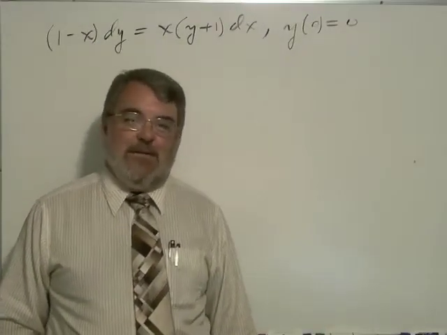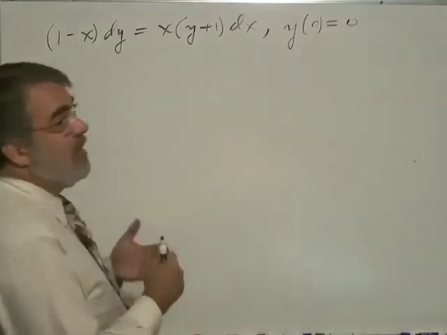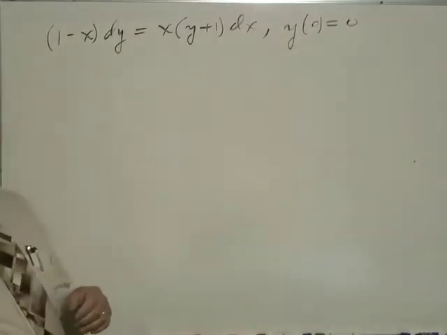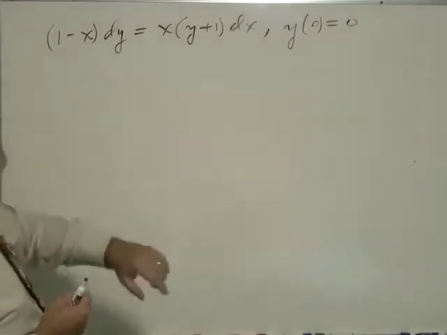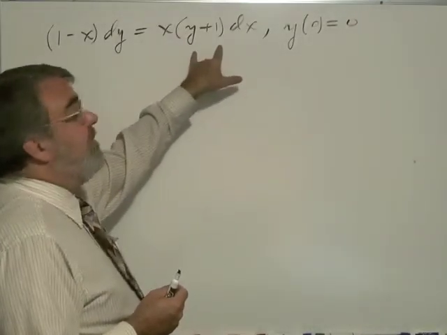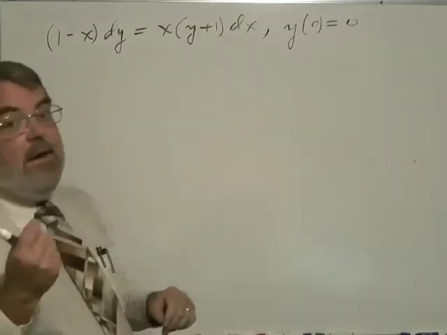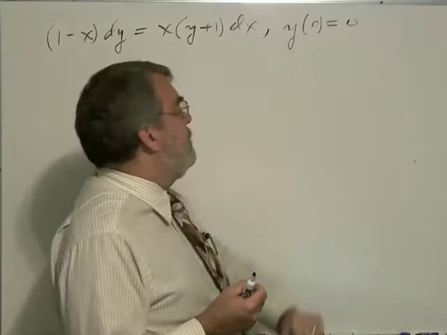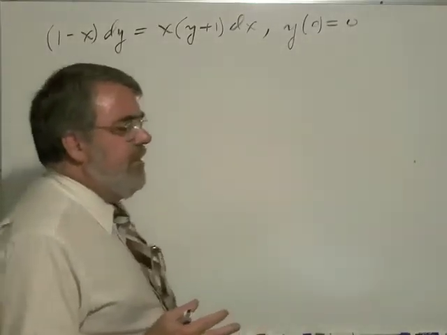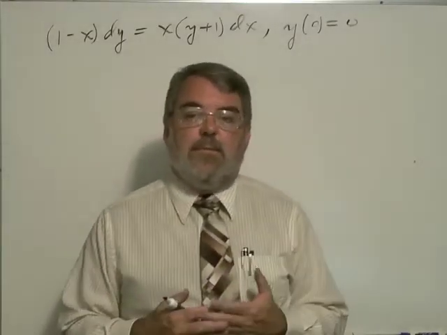Here's one more from page 56 of your book, Separable Differential Equations. This is problem number 19. (1 minus x) dy equals x (y plus 1) dx, and the initial condition y at 0 equals 0. So this means we're going to get a particular solution for this problem.